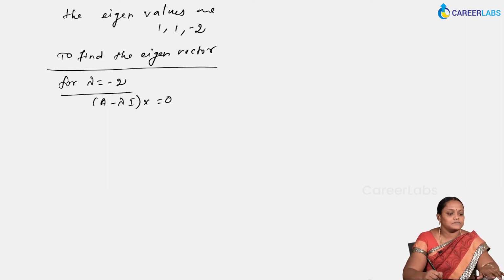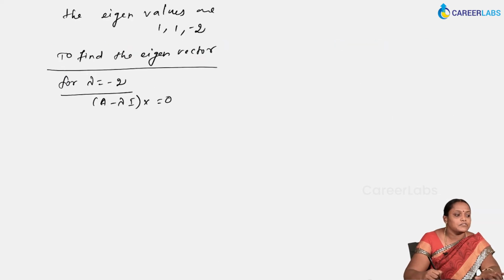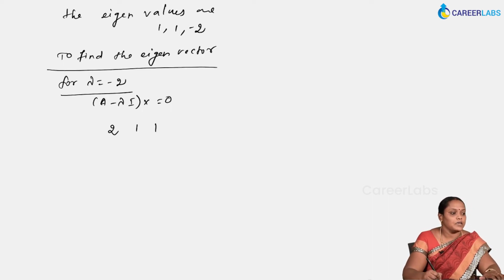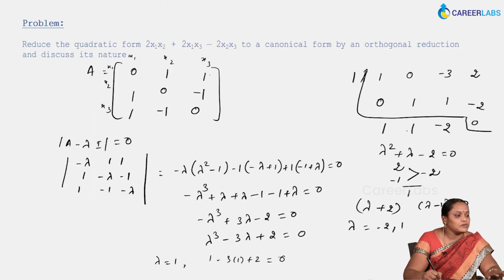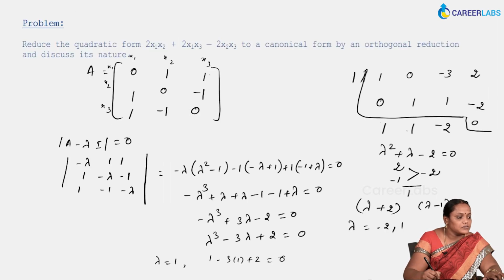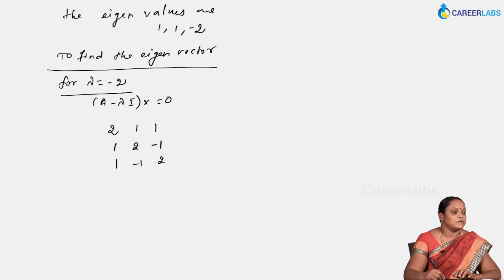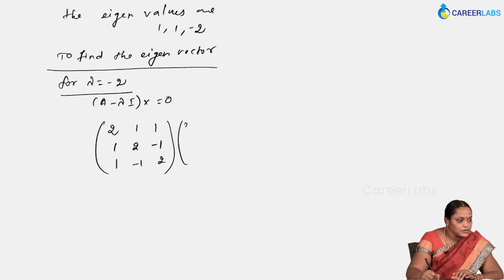So, already we have A minus lambda I. In the place of lambda, we are going to replace it with minus 2. Minus of minus 2 will give you plus 2, 1, 1. Similarly, the second row is 1, plus 2, minus 1, and the third row is 1, minus 1 and plus 2, multiplied by x1, x2, x3 equal to 0.